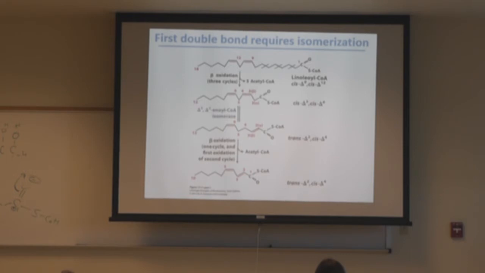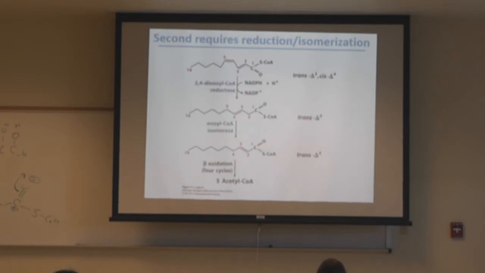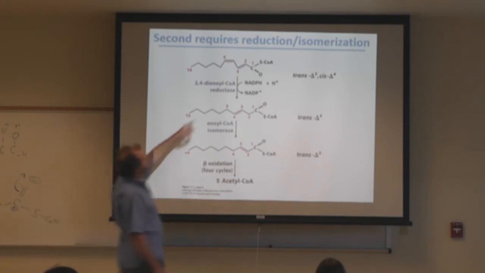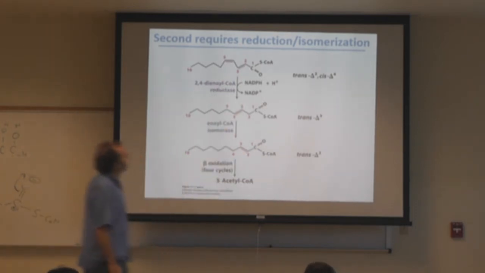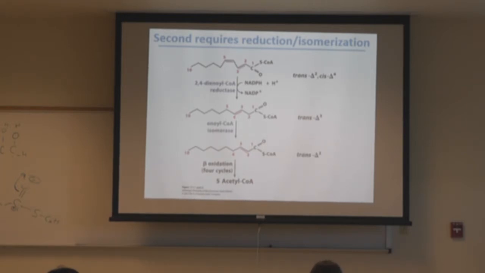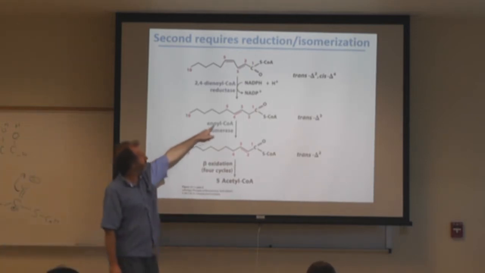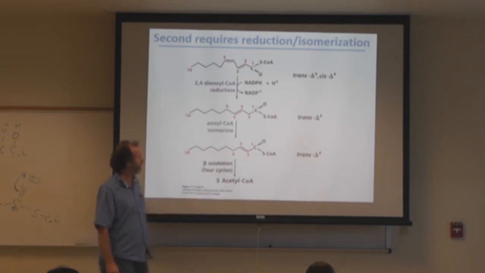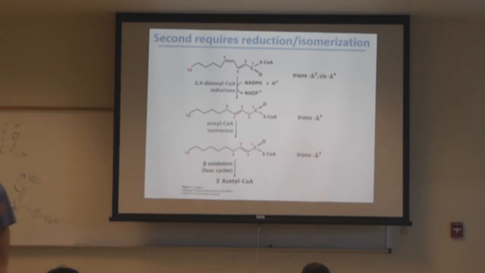So the first double bond requires isomerization. This is what we just looked at. So we isomerize the first double bond. Beta oxidation will continue for one cycle, and in the first oxidation of the second cycle, you'll form this trans delta 2, cis delta 4. And then the 2,4-dienoyl-CoA reductase reduces that, and you end up with the trans delta 3. Enoyl-CoA isomerase will convert that to trans delta 2, and then it'll continue normal beta oxidation after that.